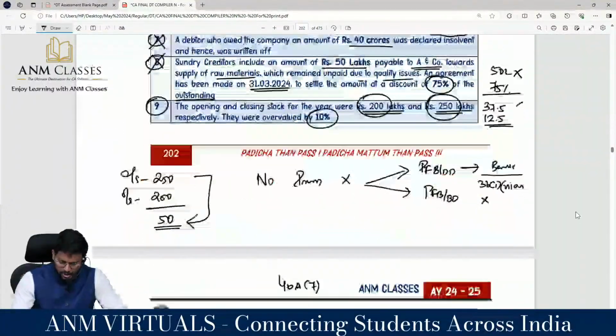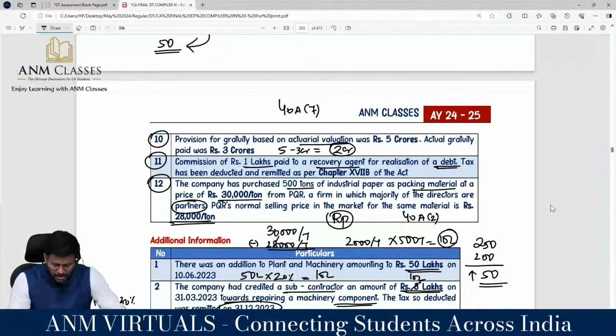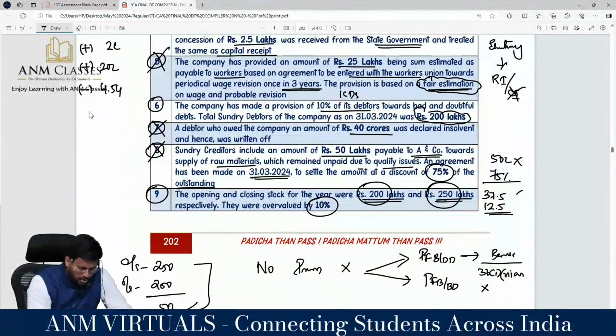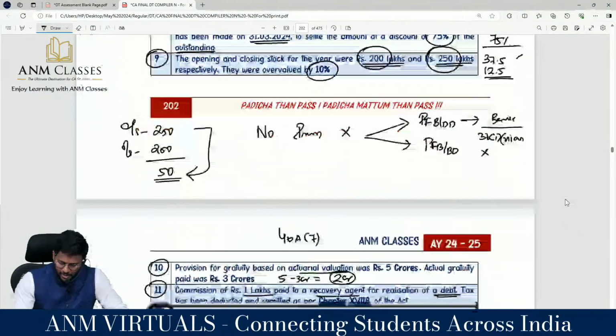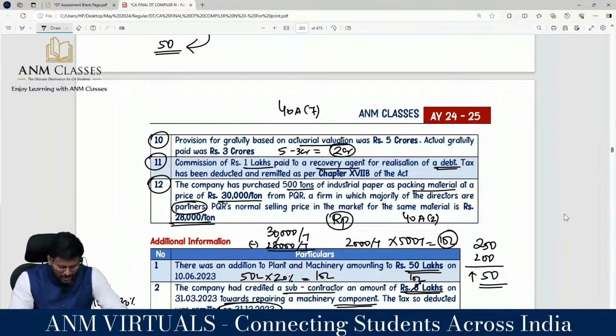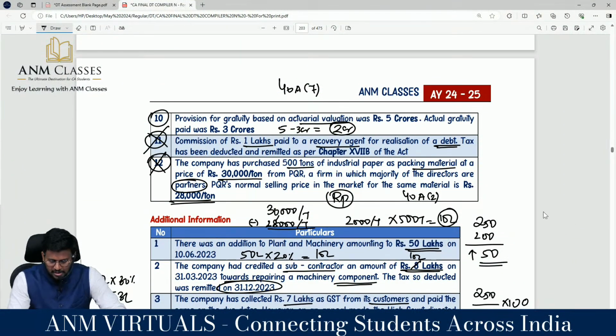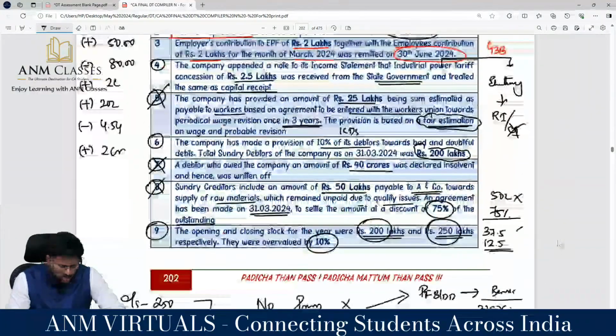4.54 lakhs should be reduced. Provision for gratuity 5 crore minus 3 crore. Sir, I should add back how much crore? 2 crore should be added back. Sir, commission of 1 lakh, no problem with the TDS, no issues. Sir, extra payment, excessive payment, 10 lakh should be added back.